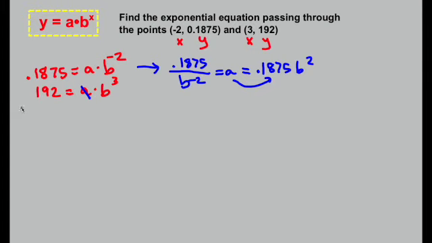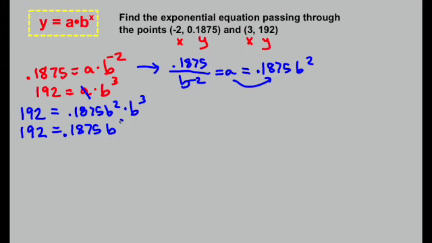So we're going to wind up with 192 equals 0.1875 b squared, that's what a is now equivalent to, times b to the 3rd. Well, we all know what b squared times b to the 3rd is. That's b to the 5th. So now we have 192 equals 0.1875 b to the 5th. Grab your calculator and take 192 and divide by 0.1875. When you do that, you wind up with 1,024, and that's going to equal b to the 5th.